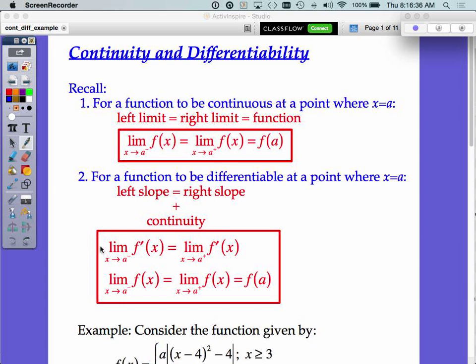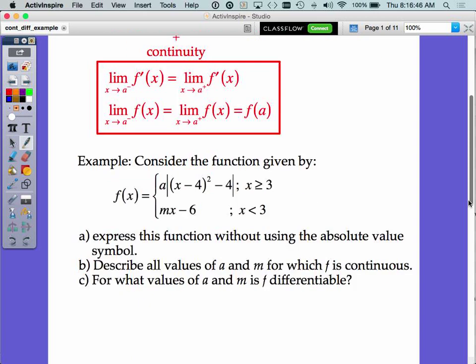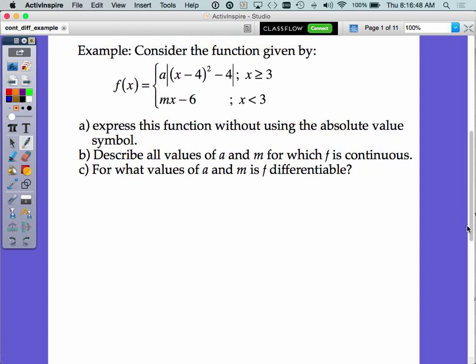One very important thing to remember is that you cannot solve a problem involving continuity without using limits. If you try, you're going to lose a lot of points, even if you get the right answers, which you very well might. So let's take a look at this example.